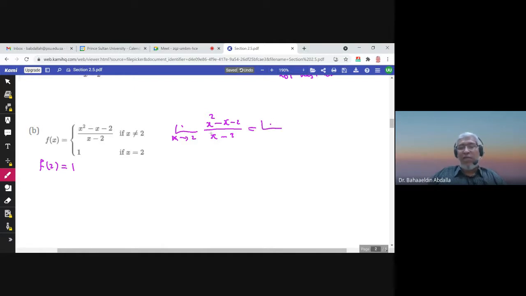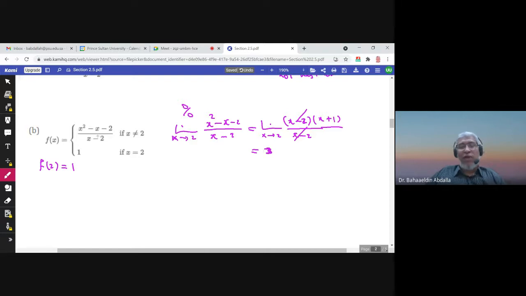If we replace x by 2, 4 minus 2 minus 2, we will have 0 over 0. Having 0 over 0, we need to factor. If we factor the numerator, it must have x minus 2 times something. x squared minus x minus 2 is x minus 2 times x plus 1. So this is the factored form. And now we cancel x minus 2 with x minus 2. And if you replace x by 2, 2 plus 1 is 3.